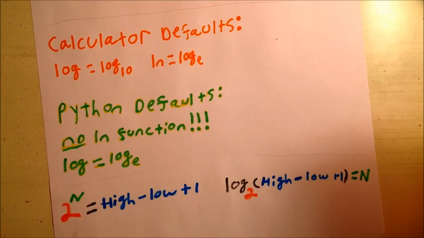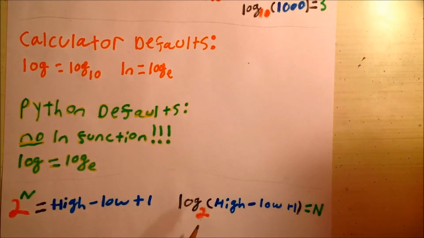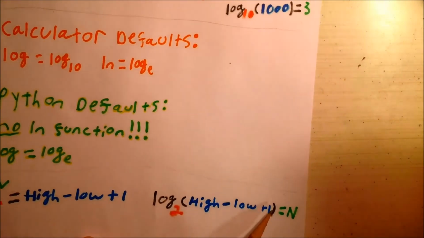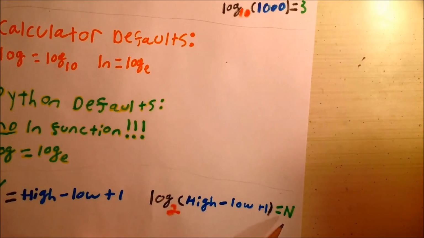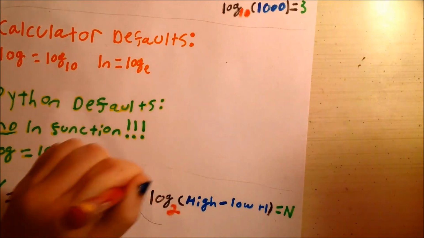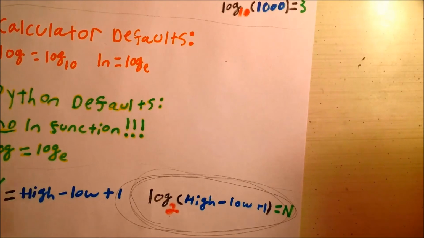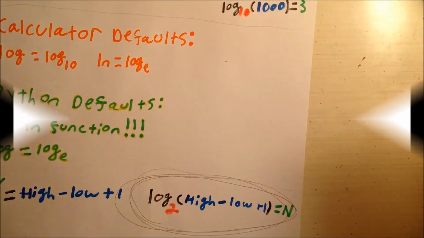Anyways, this is simply an equation in the form of a to the n equals m. So we can transform that into log base a of m equals n. Now, this right here is the equation that you will want to use in your Python code. I will show you how to do that shortly.